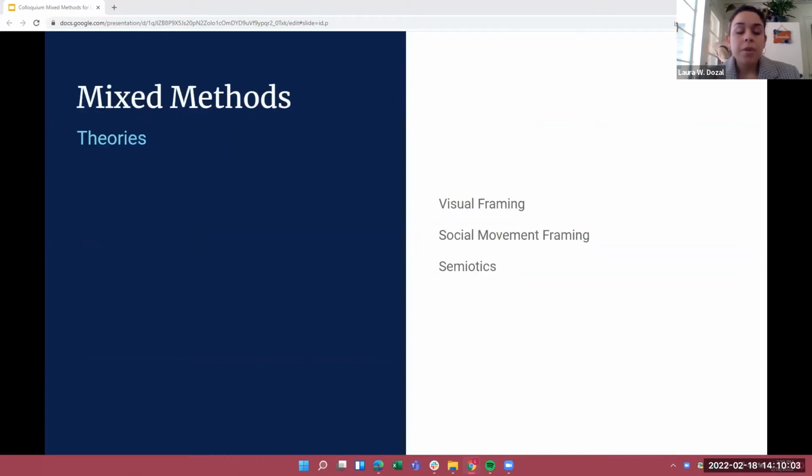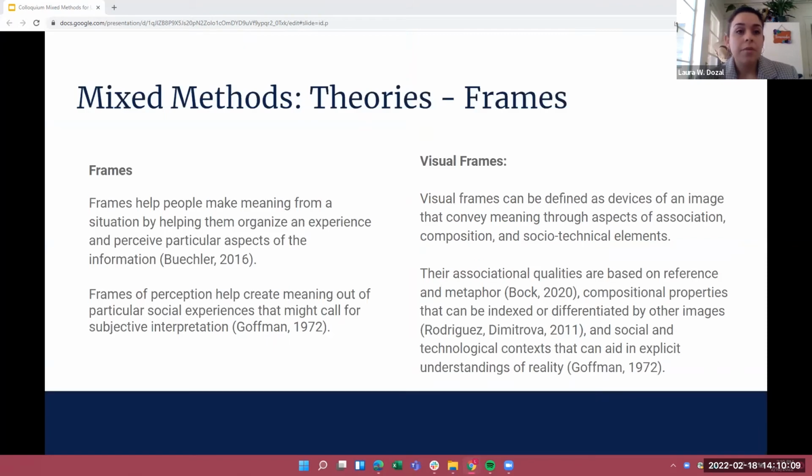So the three theories that I'm going to review today are visual framing, social movement framing, and semiotics. Frames help people make meaning from a situation by helping them organize an experience and perceive particular aspects of the information. Essentially, they're ways to interpret a social experience and pull meaning out of that experience in mostly subjective ways.